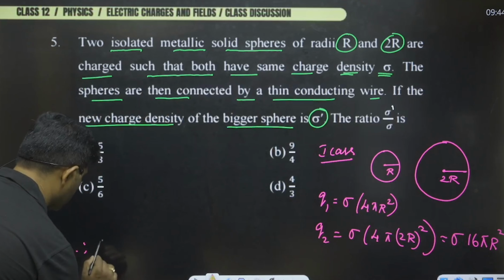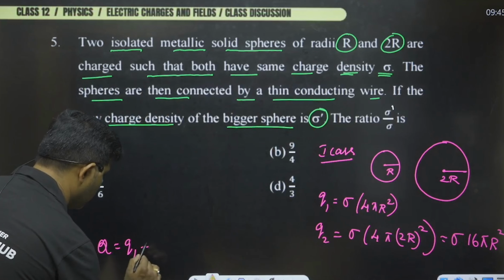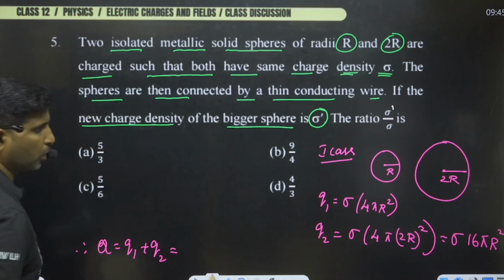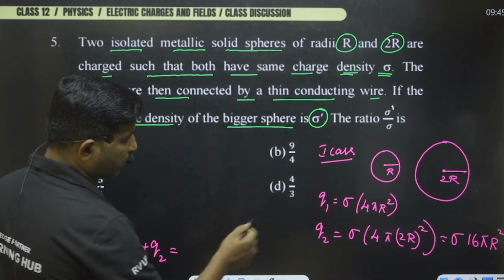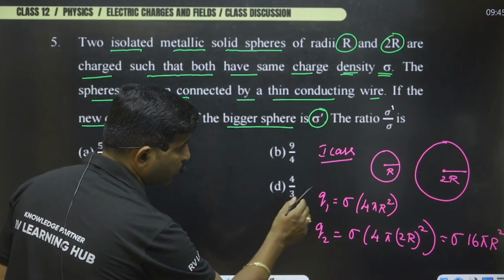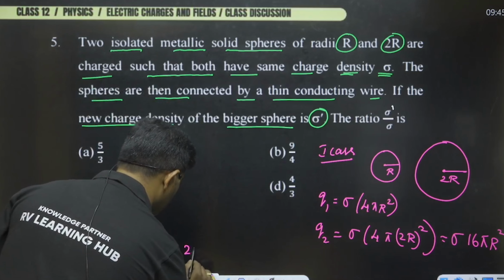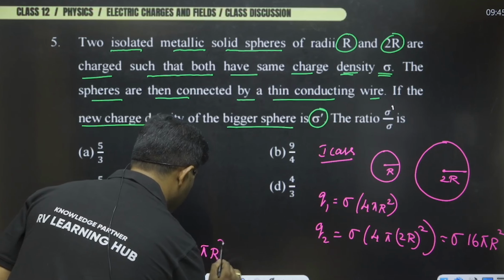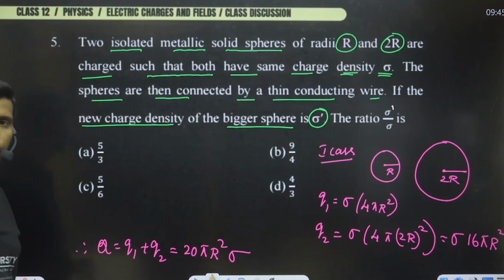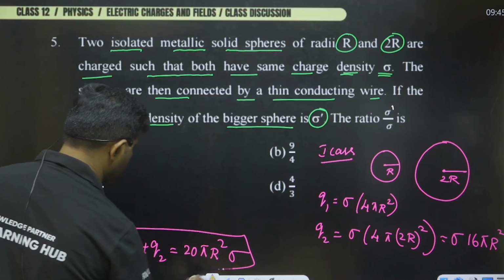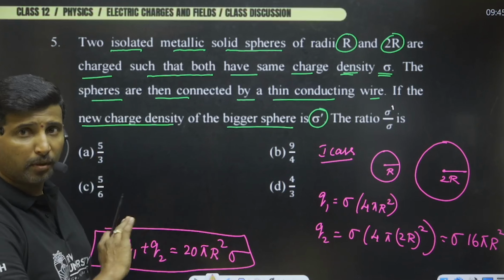Therefore, what is the total charge? We can say it is Q1 plus Q2. So when we add, we get 16 plus 4, 20 here. So 20 pi r square into sigma. So this is the total charge on the system of two spheres.